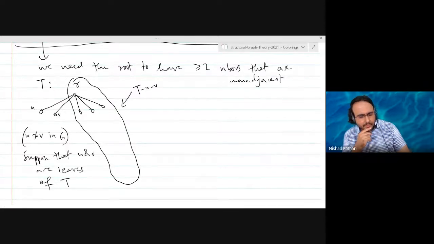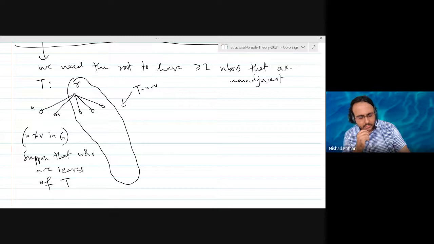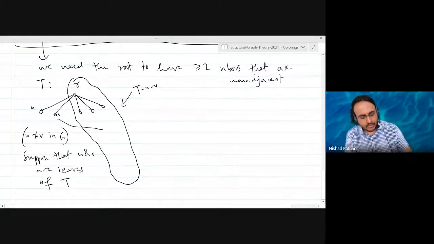How can we have a spanning tree that contains all the vertices of the graph but does not contain U and V? Under what condition does this happen? So I think it happens only when U and V are degree 1 vertices in G. No, that is not true. U and V, I can make U and V adjacent to things here. That is not a problem.